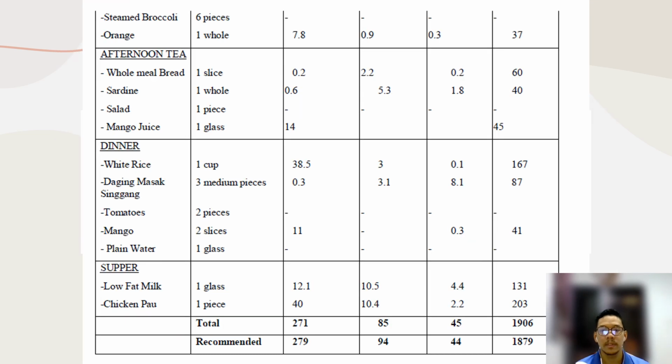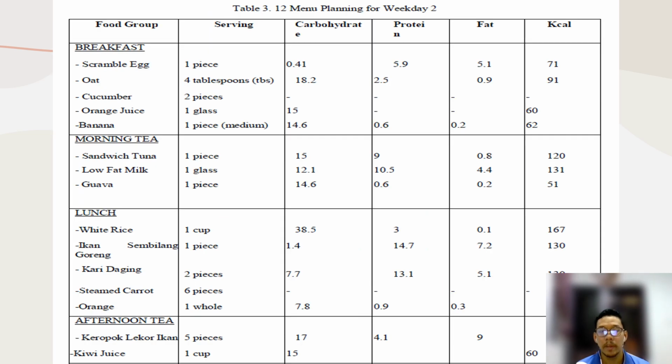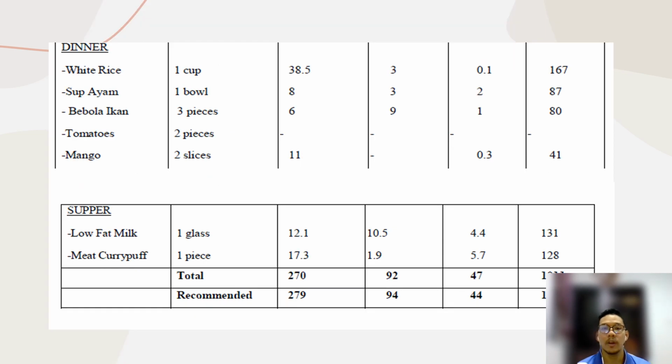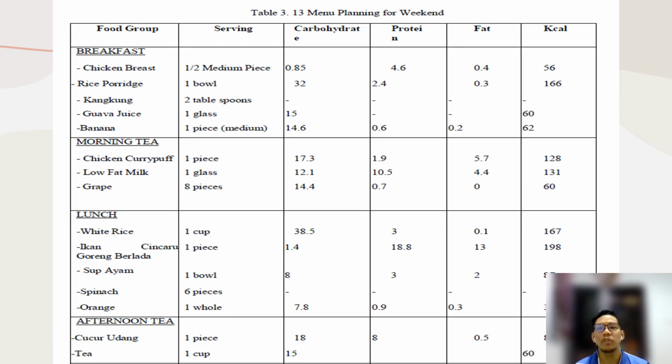Based on the menu planning exchanges, this is the menu planning for weekday 1 for Mrs. Y. This is the continuation for weekday 1. Menu planning for weekday 2 for Mrs. Y, and the continuation of menu planning for weekday 2. And this is the menu planning for the weekend. As you can see from weekday 1, weekday 2, and the weekend, there are more fruit juices, vegetables, and basically heme and non-heme iron-based foods incorporated into Mrs. Y's menu. This is to help the iron absorption in her body.